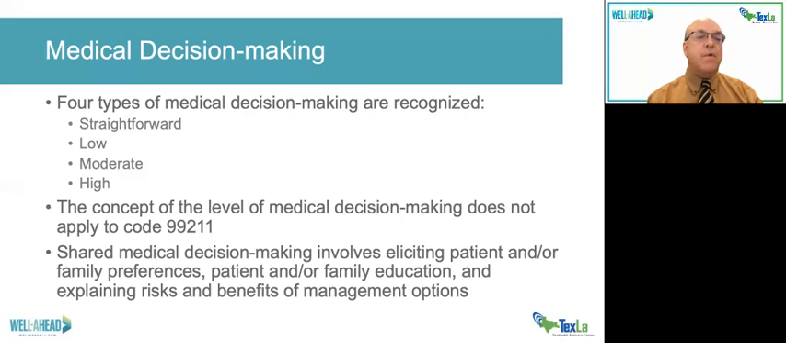And then there are 4 types of decision-making processes that are recognized. It could be very straightforward, low risk, moderate risk, or high risk. And the concept of the level of decision-making does not apply to 99211. We had talked about that earlier. And that's because that doesn't include a provider.